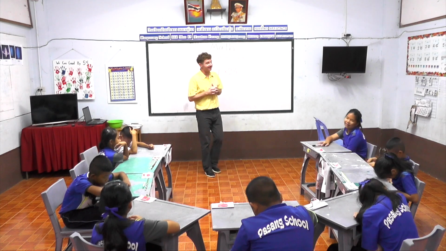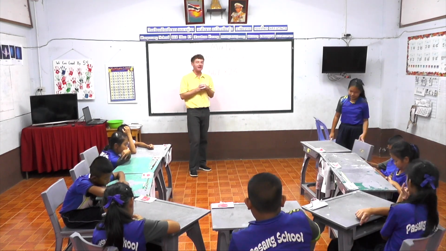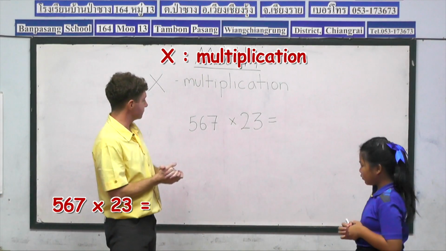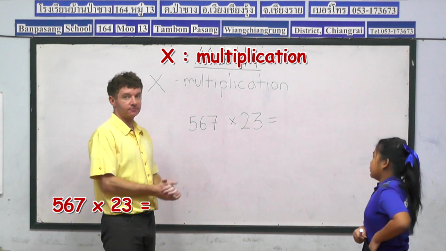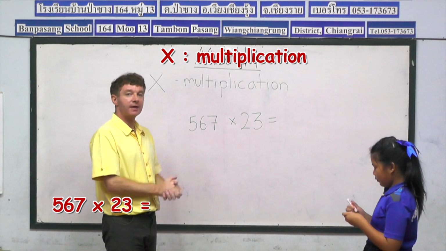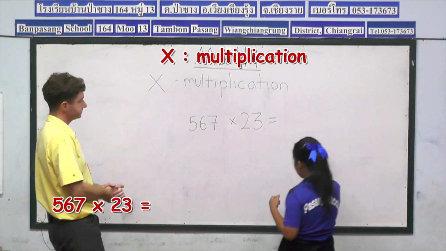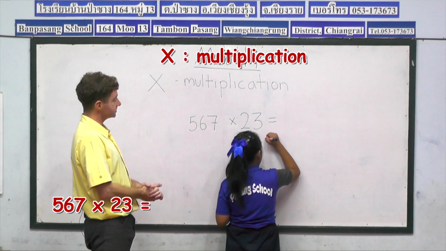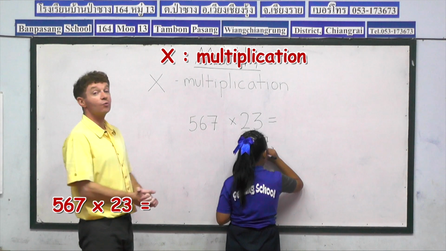And the pen is with Lakau. So Lakau, come and join me at the front of class first. So we have our multiplication problem, and the first thing we need to do is organize. So we need our multiplication table. Lakau, can you write it for me? 5, 6, 7 times 23.